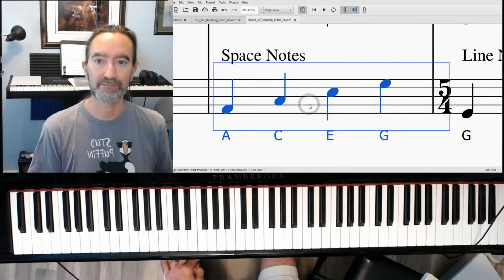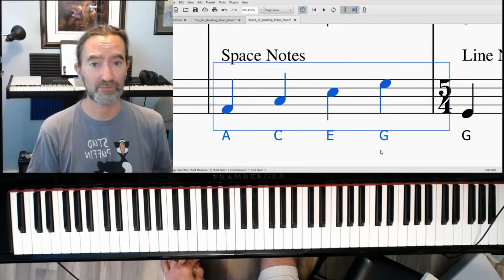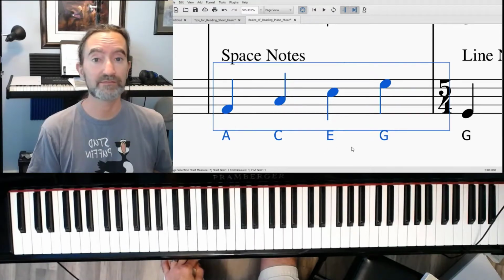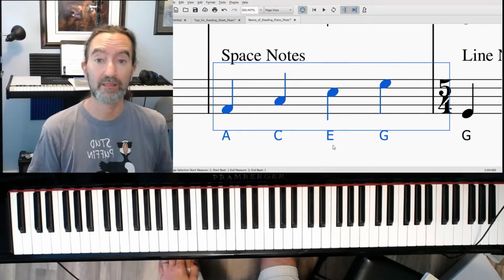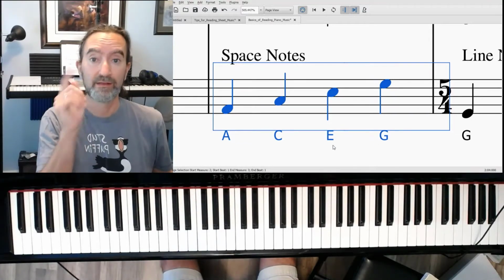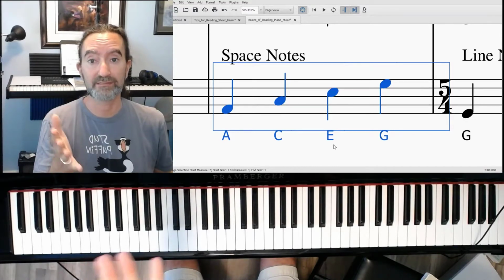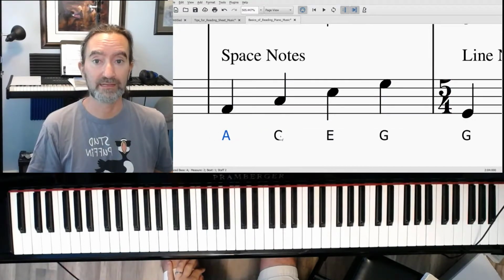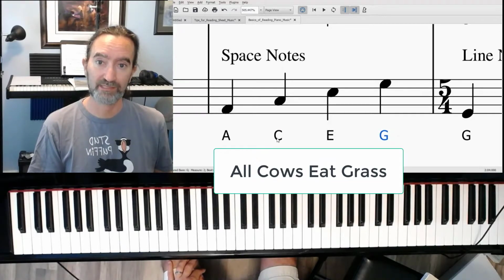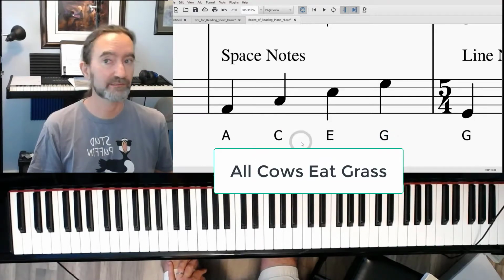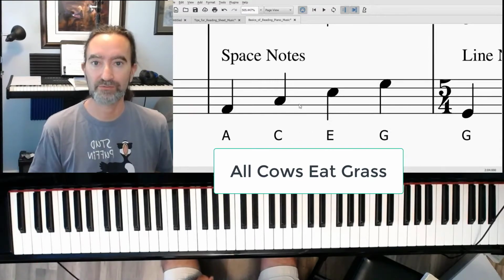You can do the same thing here. Now, of course, this is not a word. There's lots of things you can do. What I suggest is coming up with a sentence with these 4 letters that you are going to remember. So the standard old school one is all cows eat grass. All cows eat grass. There's lots of other ones you can use.